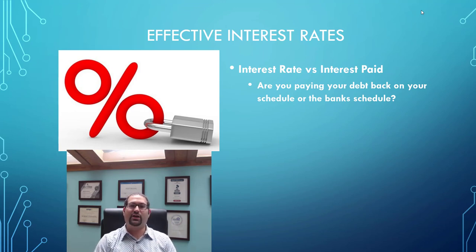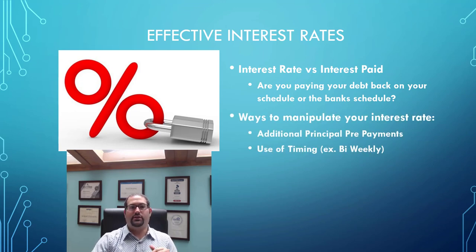So what effective interest rate is, it looks at not what your rate is on the paperwork, but it looks at the actual amount of interest that you're paying over the life of the loan. There's a few different ways that you can manipulate this interest rate. The first way is by making additional principal prepayments.